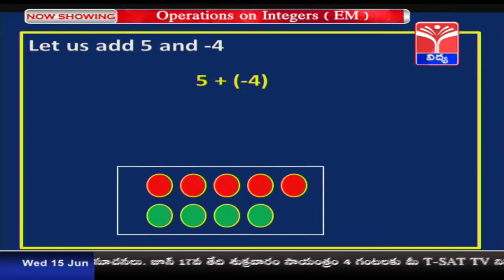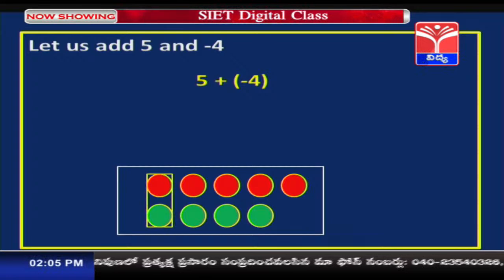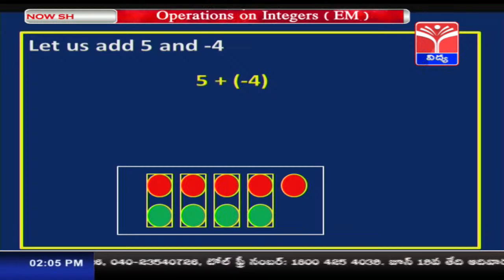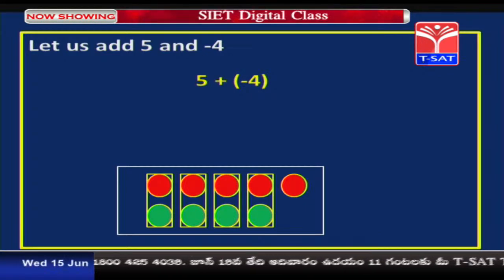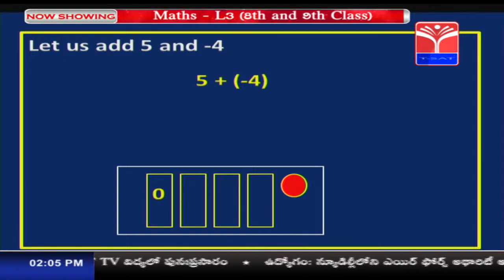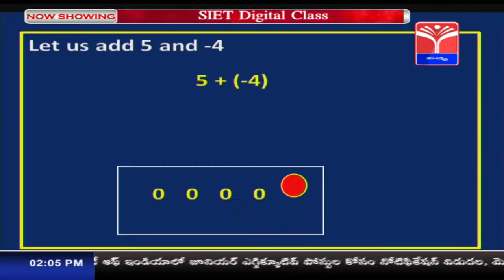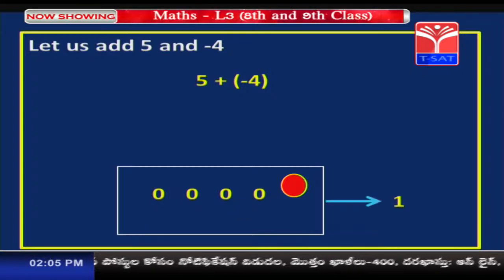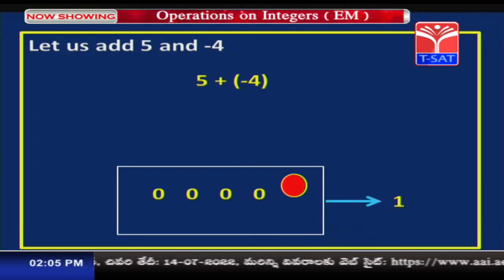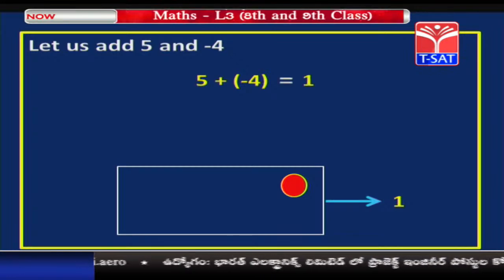Now, children, do you find any 0 pairs over here also? Yes. How many are there like that? 1, 2, 3 and 4. So, that means each 0 pair represents 0. We have already seen that, children, isn't it? So, these should be replaced with zeros. Then what is left? Yes, we are left with only a red coin. So, how many reds are there? Only 1 red, and red represents a positive number. That means +1. That means 5 plus -4 is equal to 1.